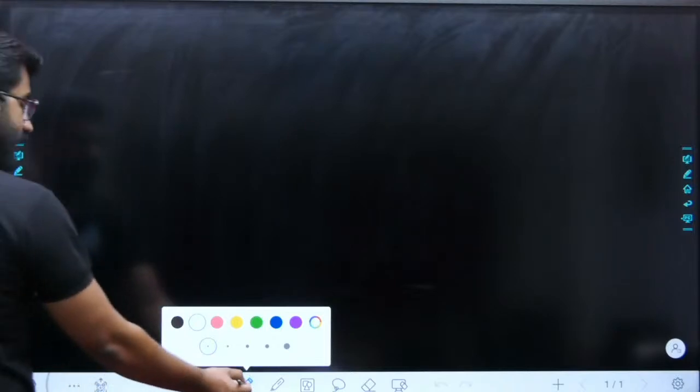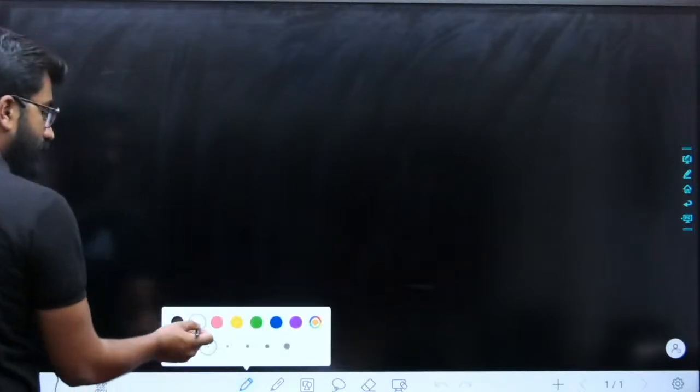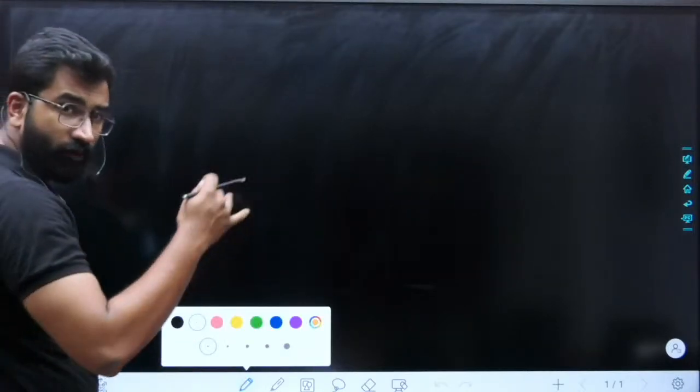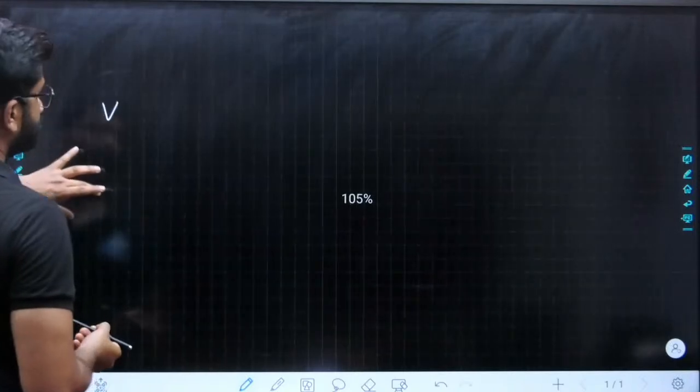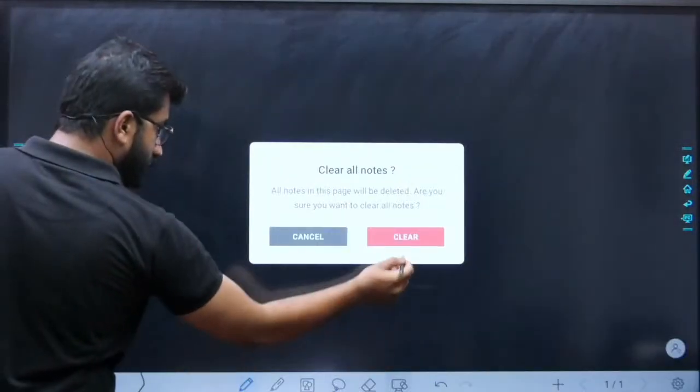So first of all, whenever you are trying to remember compressibility, or whenever you start compressibility, you can write specific volume. One minute.